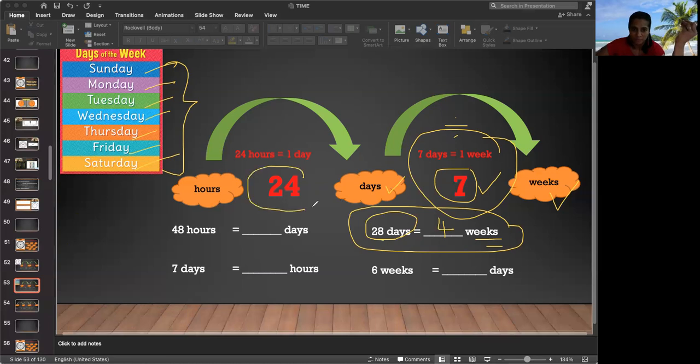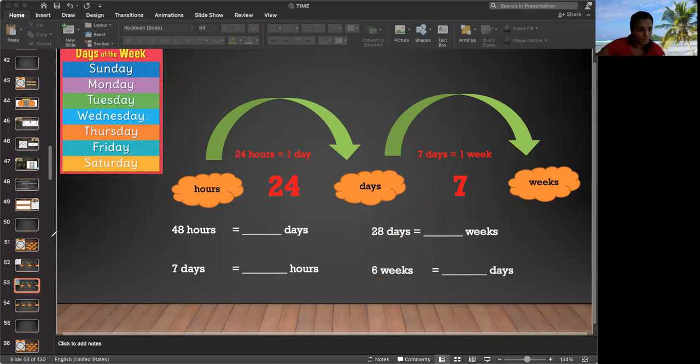Pretty much, if you remember your times table 7, you can already remember the conversion between weeks and days. If you know times table 24, then it will be easy for you to do the conversion from hours to days. Now, what about this question here? 6 weeks is how many days? If 1 week is 7 days, 6 weeks is 6 times 7, which is 42 days.